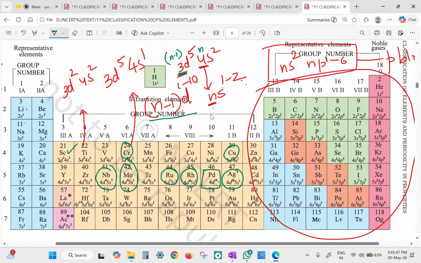So in fact, you can also say it is 0 to 2, owing to palladium. We are writing the general one, so the general should cater to everybody, right? So give me 1 to 10. What changes happen in the ns? Mostly ns is 2. In some places it is 1. In palladium it is 0, which is very rare.